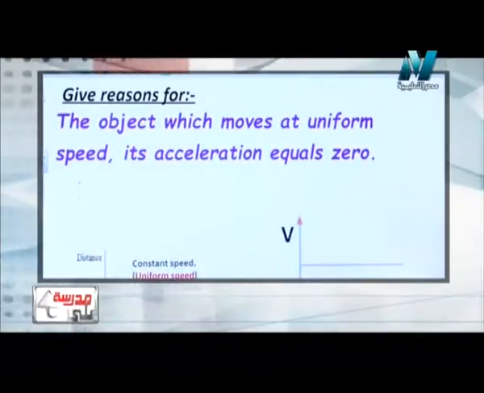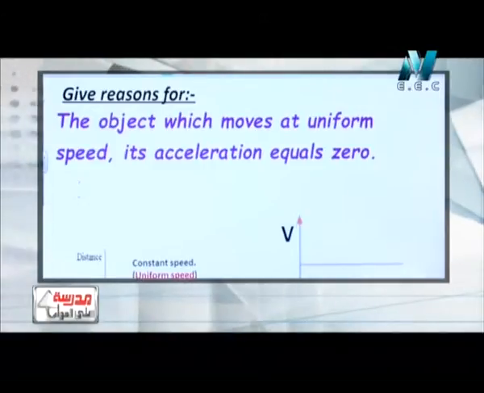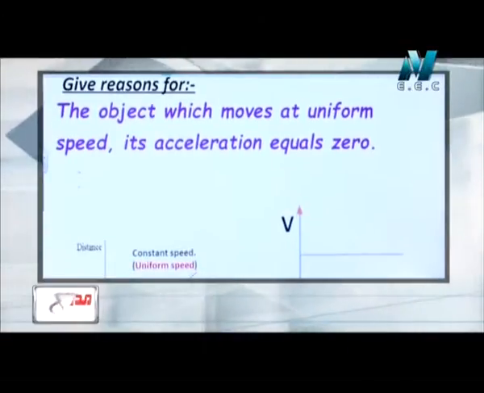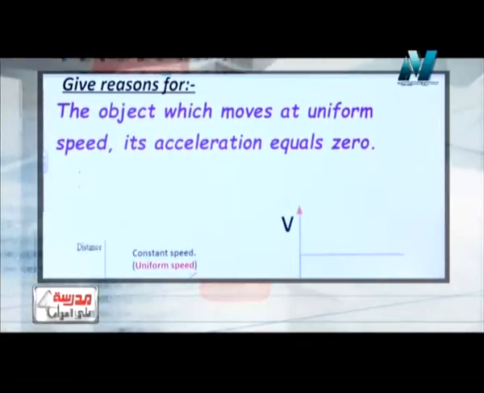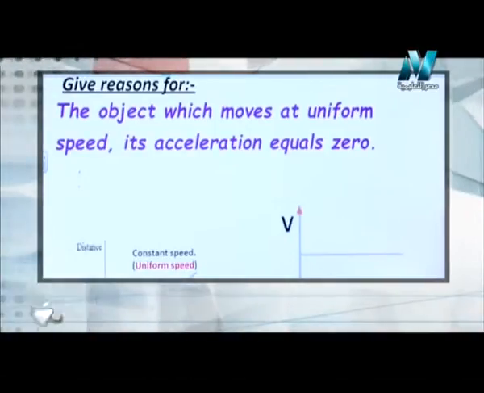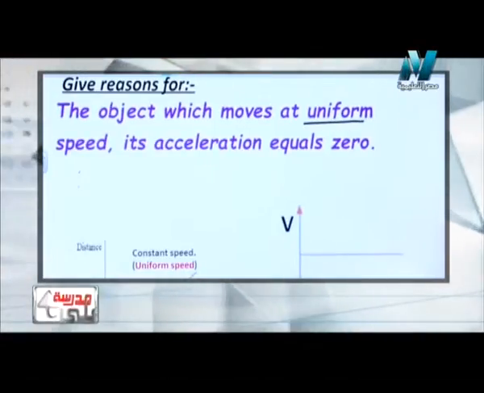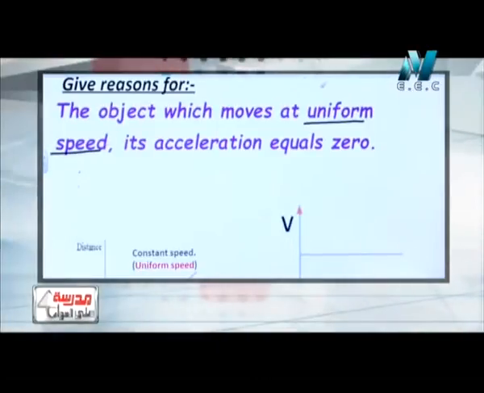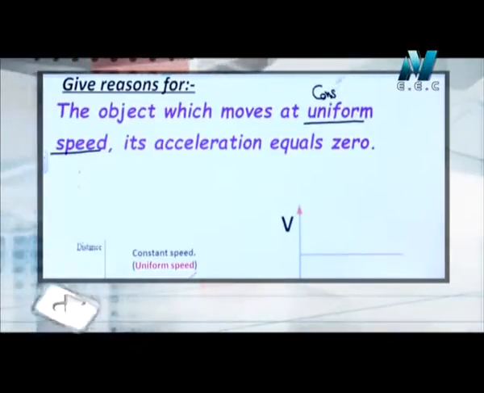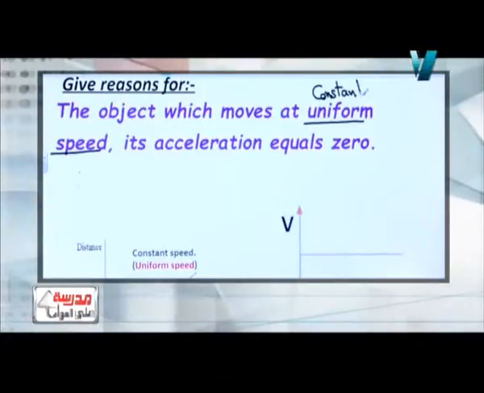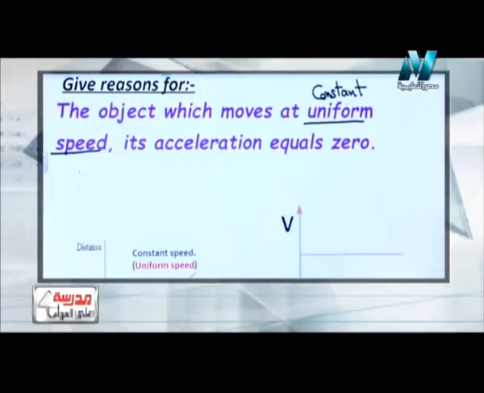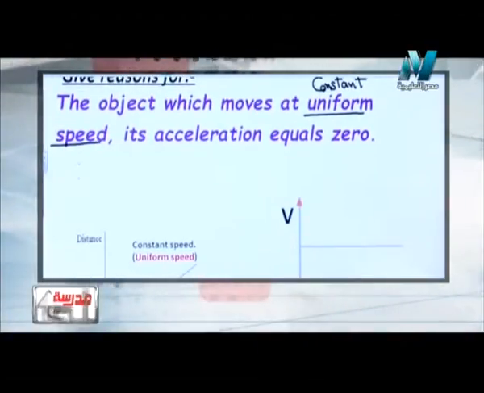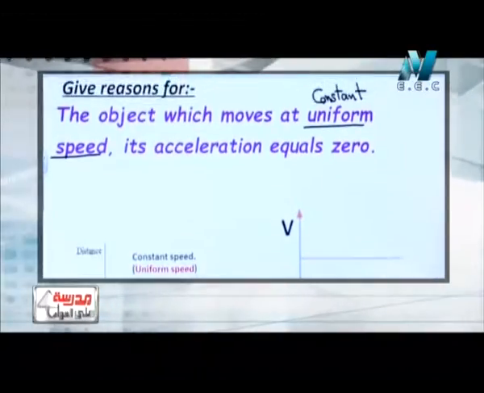The object which moves at uniform speed, its acceleration equals 0. We talk about uniform speed. And you know what is meant by uniform speed? Uniform speed means constant speed, يعني السرعة ثابتة. Its acceleration equals 0.